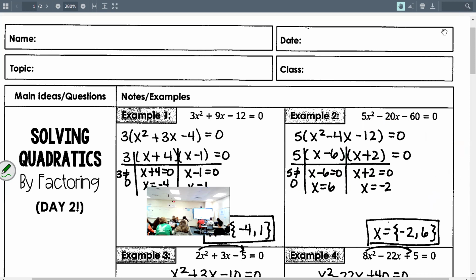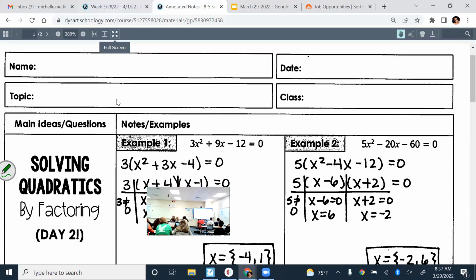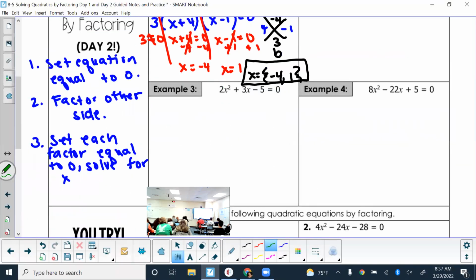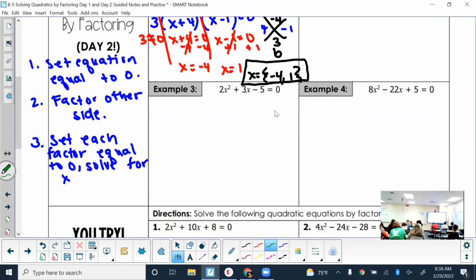All right, then let's do example 3 together. That one's a little bit different. All right, example 3. Is this one set equal to 0? Yes. Let's factor the other side. Is there a GCF between 2, 3, and 5? No. Nothing other than 1. You never factor out of 1. So no GCF.